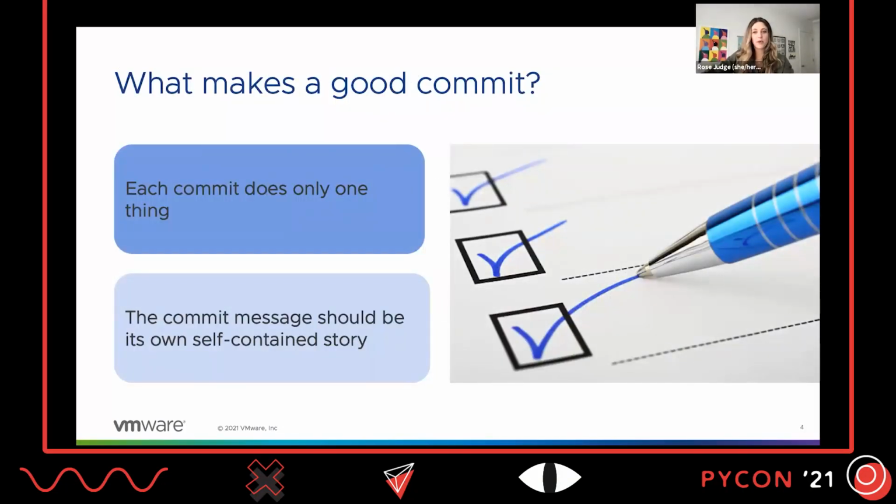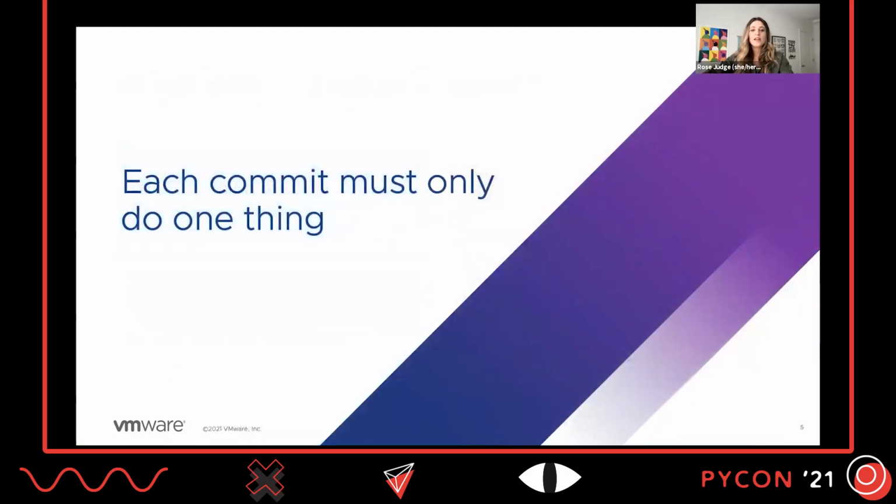So when you're reviewing a pull request, what do you look for in a commit? What makes it good enough to merge? I would like to offer 2 simple criteria here that you can keep in your back pocket to make sure that the commits for your project are excellent. The first is that each commit only does one thing, and the second is that each commit message should be its own self-contained story. So what exactly do I mean when I say each commit must only do one thing? How do we determine what that one thing is, and how do we encourage other contributors to do the same?